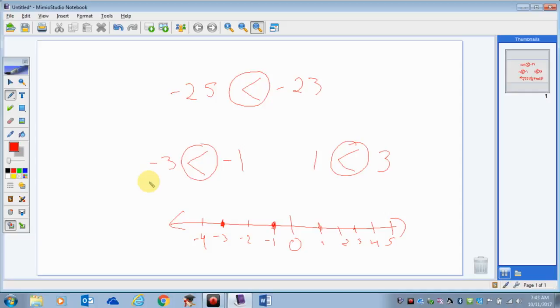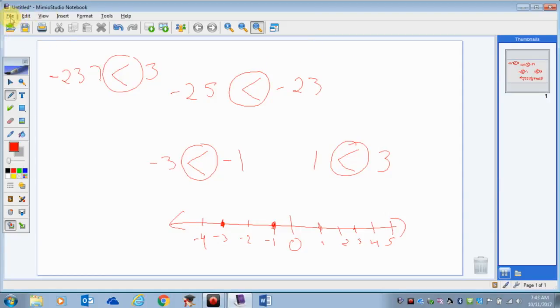Anytime you're comparing a negative number and a positive number, so if I've got negative 237 and 3 over here, obviously 3 is to the right of 0 on the number line, negative 237 is way to the left, so 3 is greater than negative 237. Any whole number is always going to be greater than any negative number.